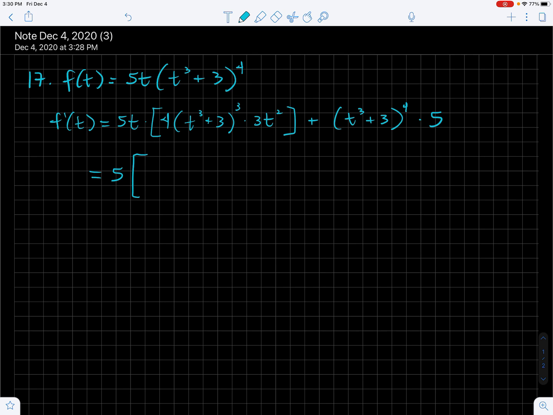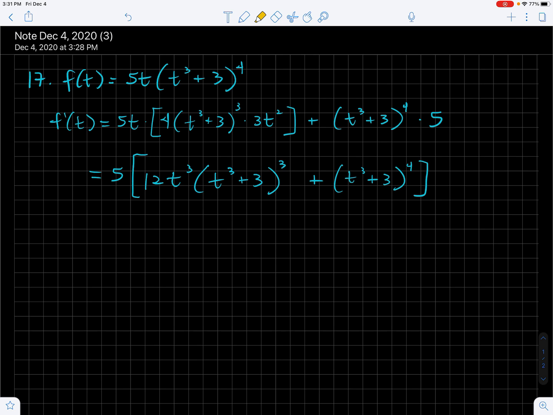Okay, so then this first product, after factoring the 5 out, will become 12t cubed times (t cubed plus 3) cubed. And then since I've factored the 5 out of that second product, that's going to just be (t cubed plus 3) to the 4th power. Now notice inside the brackets here, we have a sum of what you could think of as two products, right?